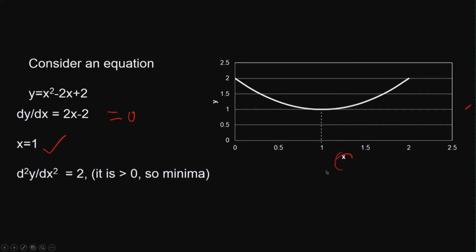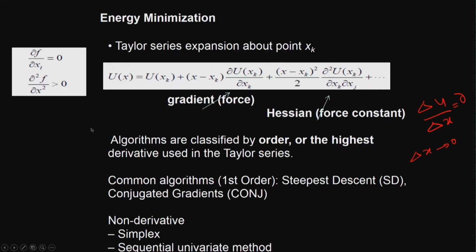Or how do you do it? We take a dy by dx and then equate it to 0, and from there you calculate x. To cross check whether it is minima, you take a second derivative d square y by dx square, here in this case it is 2, it is greater than 0. So, it is a minima. So, two conditions like I mentioned, we need to look at these two conditions for minima.